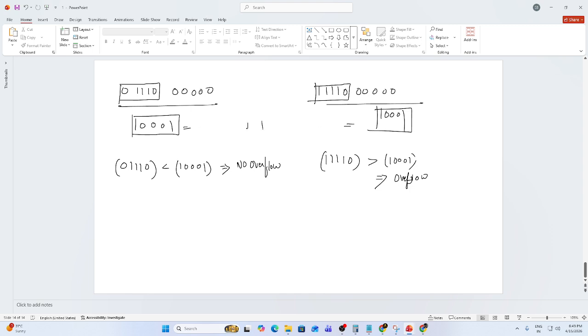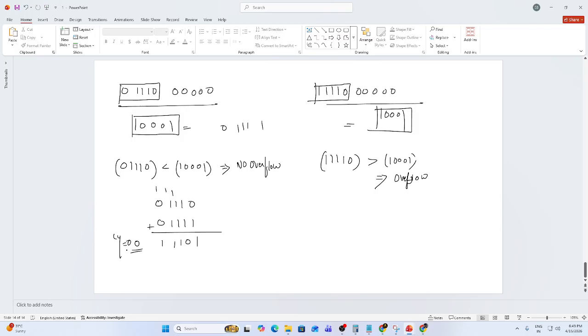1, 1, 1, 1, 0. So we do this: 0, 1, 1, 1, 0 plus 0, 1, 1, 1, 1. You do the addition, so 1, 0, 1, 1, 1, 1, 1, 1, 0. So the end carry is 0.